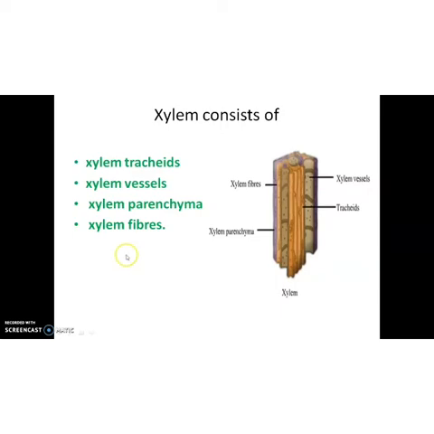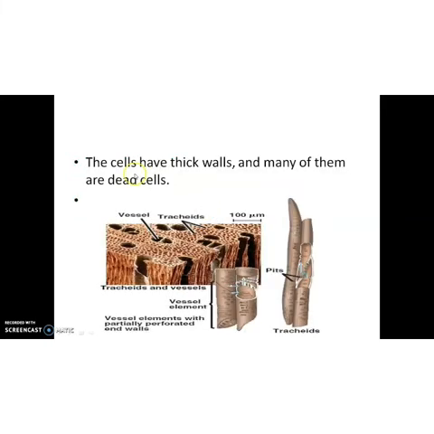X-Y-L-E-M. Being a complex permanent tissue, xylem consists of 4 different components. Which are the 4 different components? Xylem tracheids, xylem vessels, xylem parenchyma and xylem fibers. The same you can observe in this diagram. Xylem tracheids, xylem vessel, xylem fiber and xylem parenchyma. Clear? And what is the speciality of this cell of xylem?